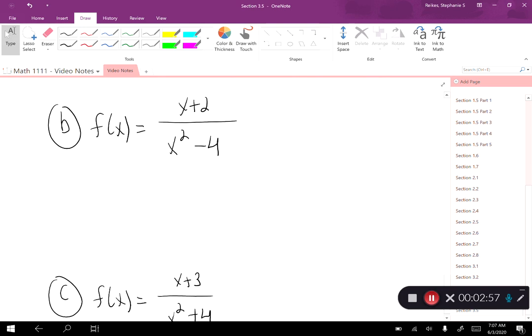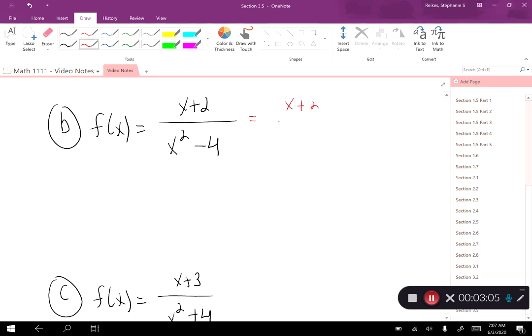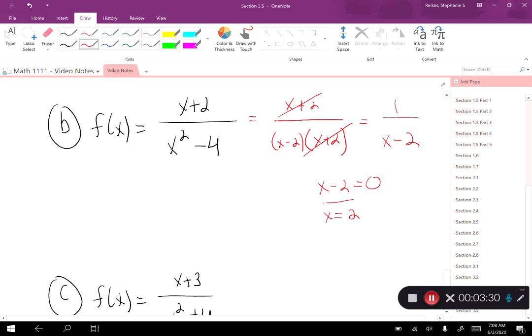Let's try example B. F of x is equal to x plus 2 over x squared minus 4. Again, let's simplify this. I have difference of squares at the bottom. That's going to become x minus 2 times x plus 2. This time, I see I can cancel, right? I can take x plus 2 and x plus 2, cancel that out, and I'm left with 1 over x minus 2. Setting what's left in the denominator equal to 0, adding 2 to both sides, I get x equals positive 2. So this example only has one VA at x equals 2.